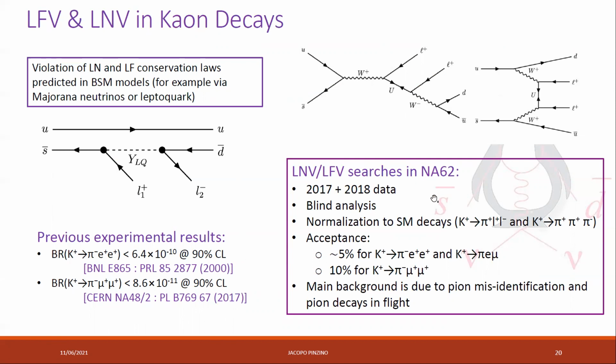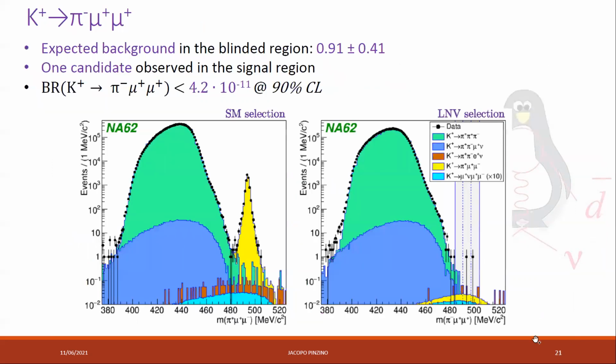In NA62, we used the 2017-2018 data with blind analysis, normalized with Standard Model decays, like for example K+ to π+ and two leptons, and K+ to three pions. The acceptance for these violating decays is 5% for those with two positrons and one electron and one muon, and 10% for two muons. The main backgrounds are due to pion misidentification and pion decay in flight.